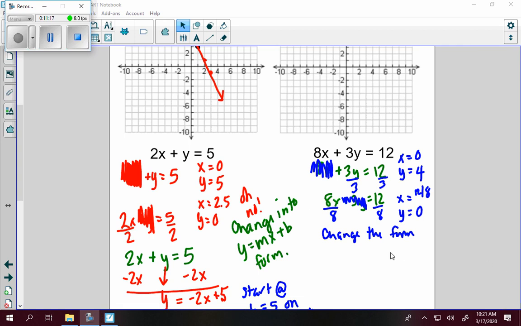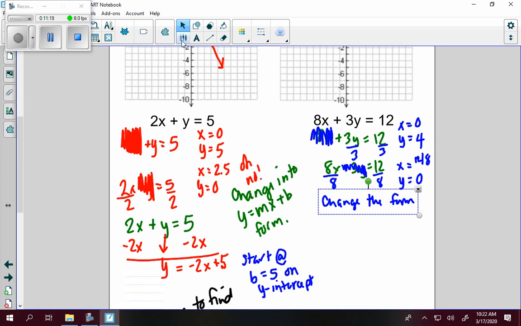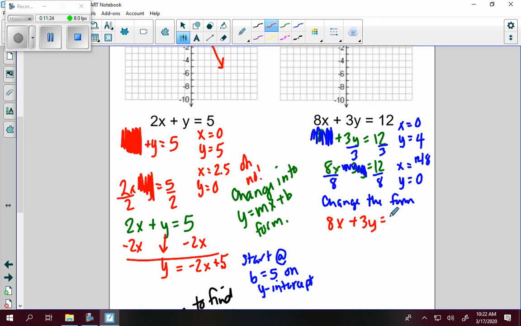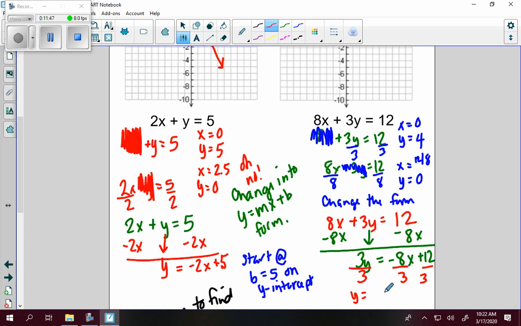So when I change the form, now 8x plus 3y is 12. So I'm going to move my 8x over by subtracting 8x. That way my 3y stays there. When I divide by 3, I get y equals negative 8 thirds x plus 4.